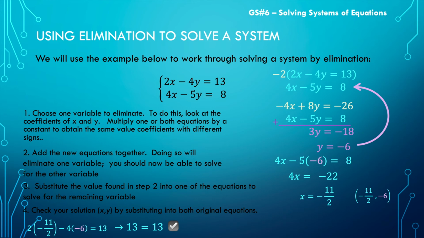All right, and then we would try in the second equation. Same thing, 4 times -11/2 minus 5 times -6. We want to make sure that that is equal to 8. And while these don't cancel out, 4 divided by 2 is the same as just 2. So this is 2 times -11, also known as -22 plus 30. And -22 plus 30 is indeed 8, which is equal to 8. So we are good to go here.